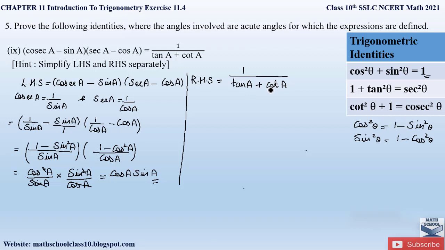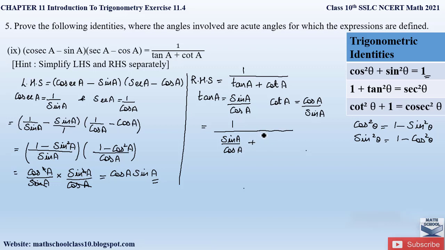Now here again we will substitute the values of tan A and cot A in terms of sin and cos. So tan A can be written as sin A divided by cos A, and cot A can be written as cos A divided by sin A. We are doing this so that we get the result in the form of cos A and sin A. So we get 1 the whole divided by sin A divided by cos A plus cos A divided by sin A.